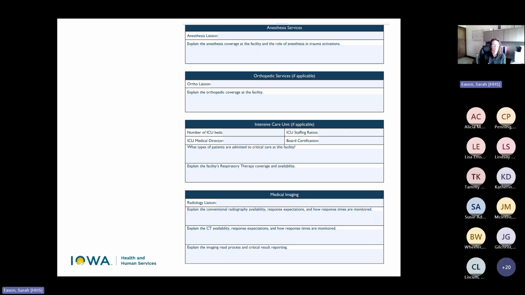That's a PI issue. What have you done about it? And you need your radiology liaison to come to your trauma committee to discuss response times and how you are going to track them better. That's a PI issue. So you need to have the radiology liaison, your go-to person there.